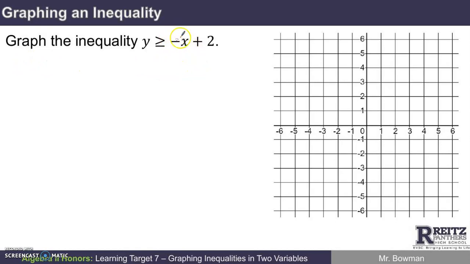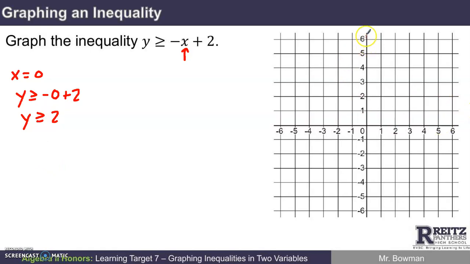So let me think about putting x equals 0 in there. If x equals 0, then I get the inequality y is greater than or equal to the opposite of 0, plus 2, which is just y is greater than or equal to 2. And I think I know how to graph y is greater than or equal to 2.